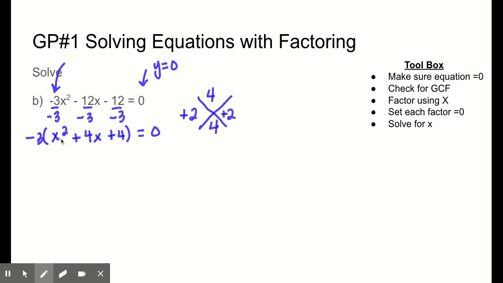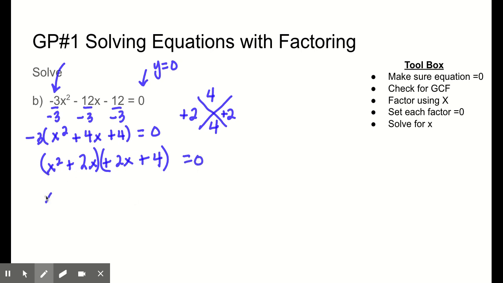From here, we're going to go ahead and split that middle term. So we have x squared plus 2x plus 2x plus 4. Remember, the first term stays the same, the last term stays the same, but the middle term gets broken up. We will group those into two groups.